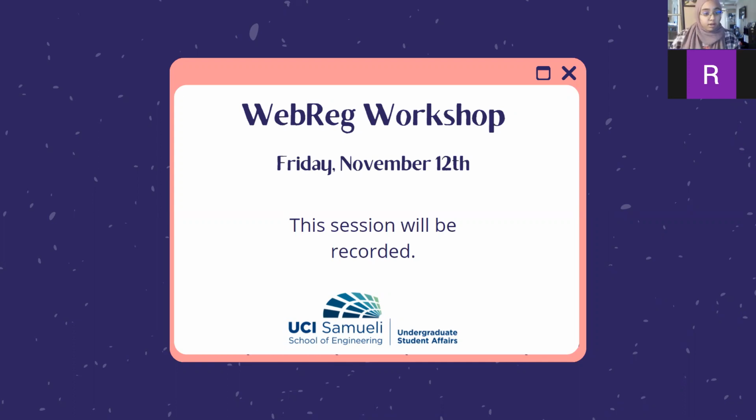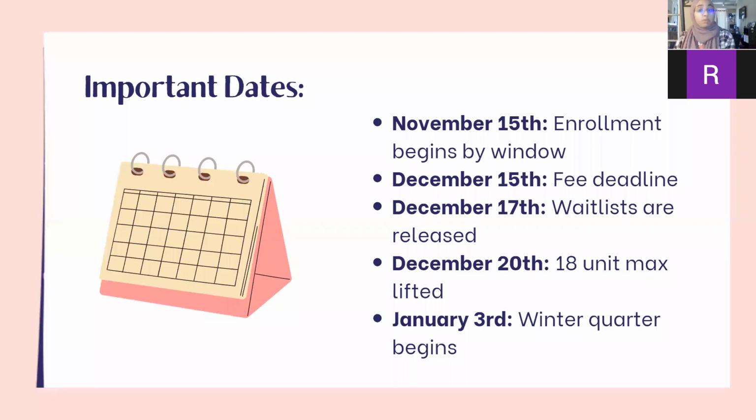So, just going off for some important dates. It's important to keep these in mind. So next Monday, I believe, is when you're able to enroll through your window. So you can view your enrollment window through WebReg, and I'll cover that in later slides. But just remember to note down your date and time so that you are able to log in onto WebReg and register for your classes so you don't miss out on anything.